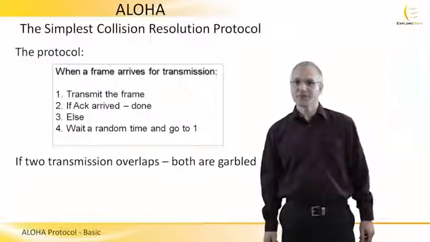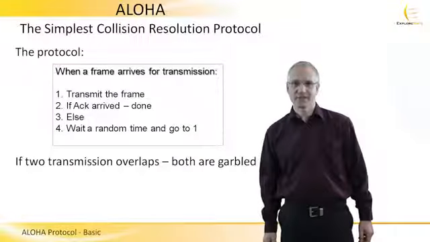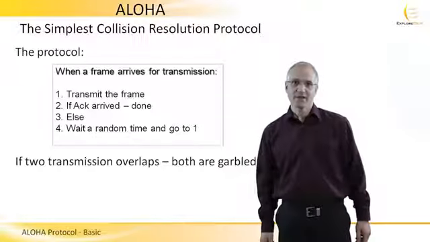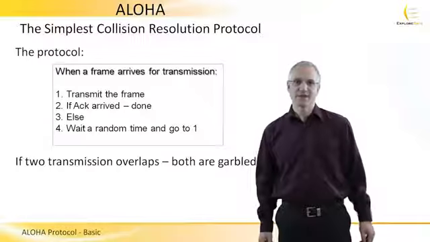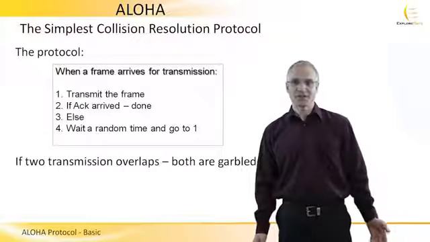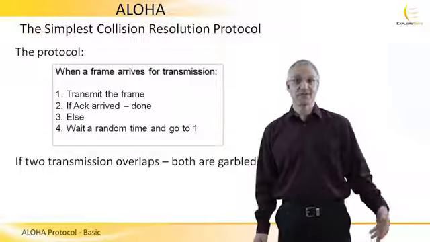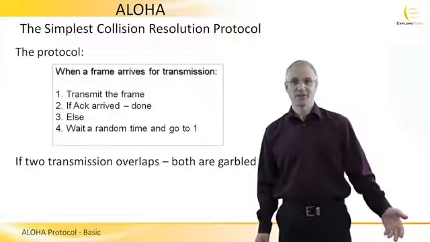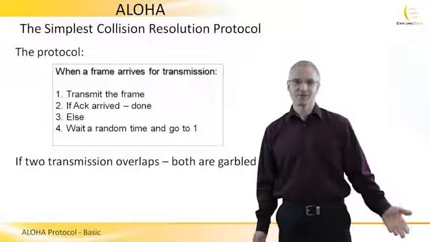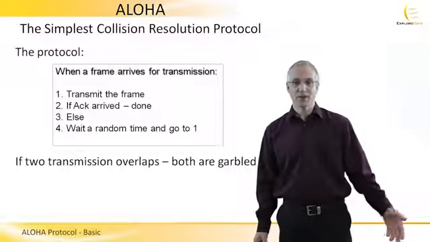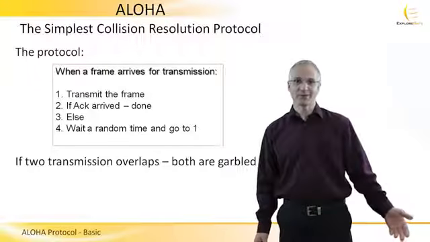The simplest of the collision resolution protocols is the Aloha protocol, designed at the University of Hawaii in the 70s. Basically, the protocol is very simple. When a frame arrives for transmission, the user simply transmits the frame and waits for an acknowledgement. If an acknowledgement arrives, we're done. We know that the transmission of the packet or the frame was successful. Otherwise, we wait a random time and go to 1, namely transmit again.